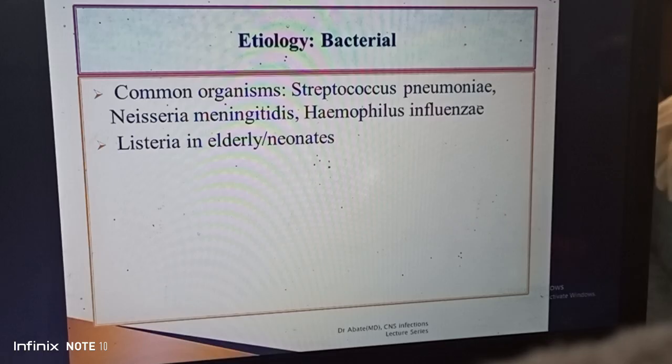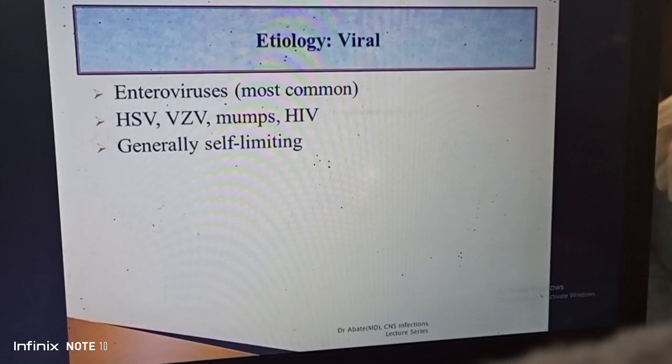Common organisms are usually Streptococcus pneumoniae, Neisseria meningitidis, Haemophilus influenzae, and Listeria, which is common in elderly, neonates, and immunocompromised individuals. Listeria causes meningitis. So epidemiologically, the most common bacterial etiology that causes meningitis is Streptococcus pneumoniae. Streptococcus pneumoniae is the most common bacterial cause of meningitis.